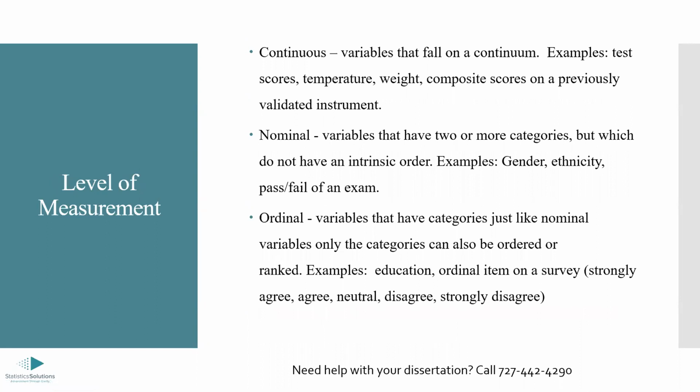So now we can look at what types of levels of measurement we have in statistics. Depending on what level of measurement you're using, that will pinpoint a specific statistical analysis. We have continuous variables. Continuous variables are variables that fall on a continuum. Some examples of this are test scores from 1 to 100, SAT or ACT scores, temperature, weight measured in pounds or kilograms, and composite scores computed from a previously validated instrument.